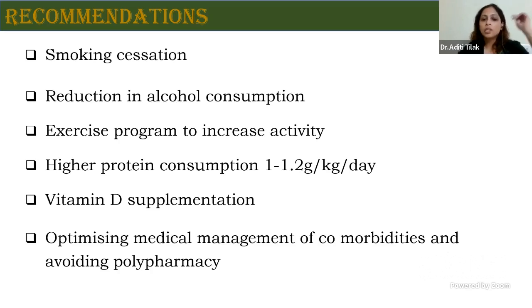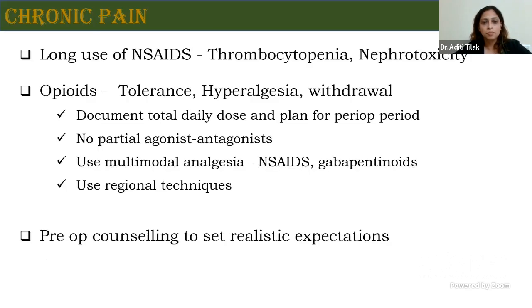A higher protein consumption of about 1 to 1.2 gram per kg per day can be extremely useful, and supplementation of vitamins and micronutrients can be useful as well. Optimizing the medical management of comorbidities and avoiding polypharmacy can go a long way in managing such patients.